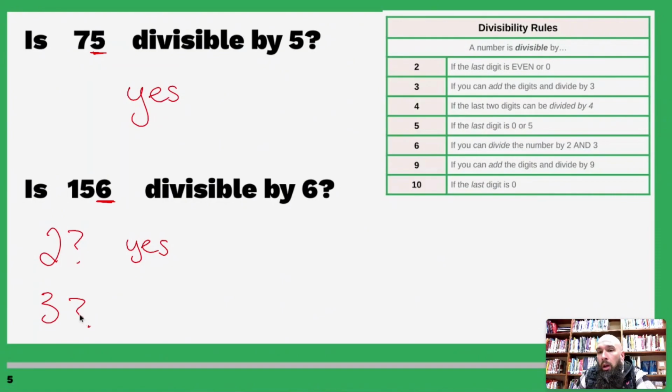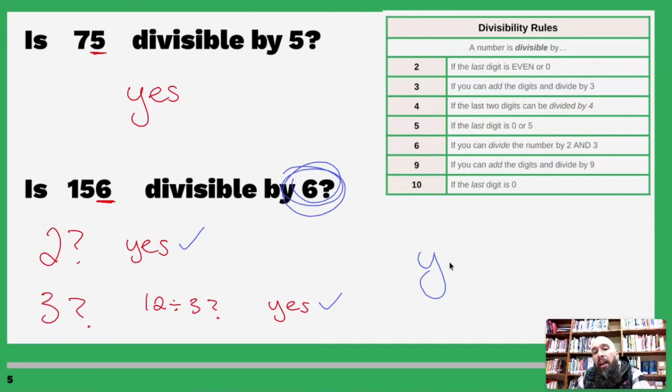Is it divisible by 3? Well, what we do is we add all the digits up and see if you can divide that by 3. 1 plus 5 is 6. 6 plus 6 is 12. Can you do 12 divided by 3? Yes, you can. Then it's divisible by 3. So since 2 and 3 are both yeses, is it divisible by 6? Yes, it is. Okay? So you have to do both for that one.